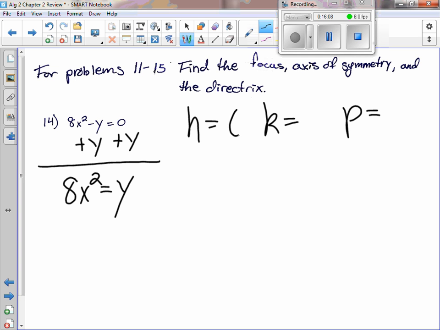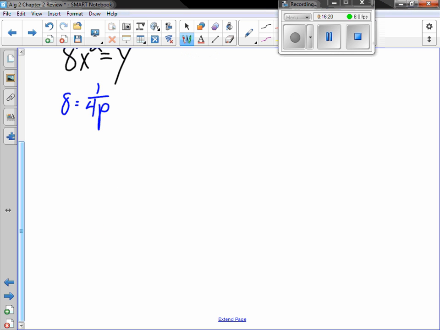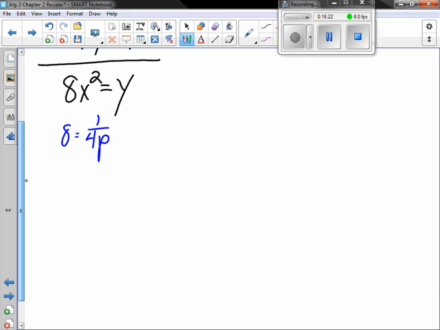Here again, the values of h and k are both 0. And I see that 8 is going to be equal to our 1 over 4p. So what do I need to do to both sides? I need to multiply both sides by p, because 4p and 4p will cancel.